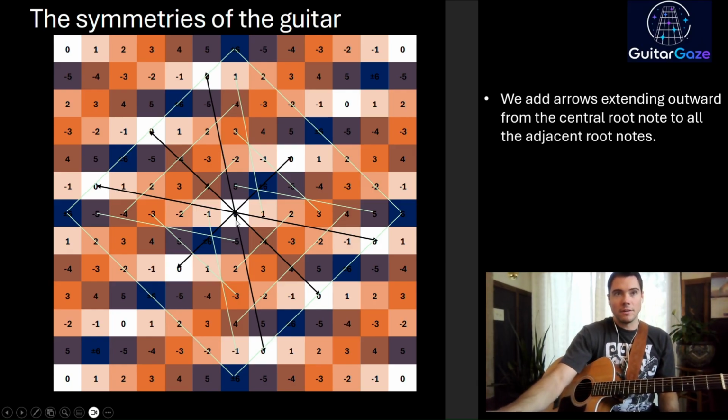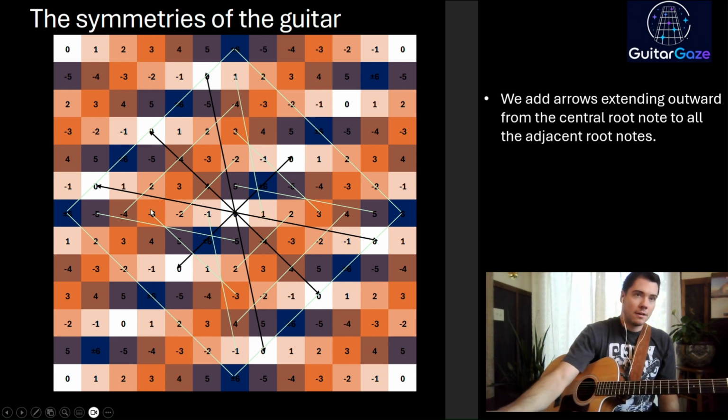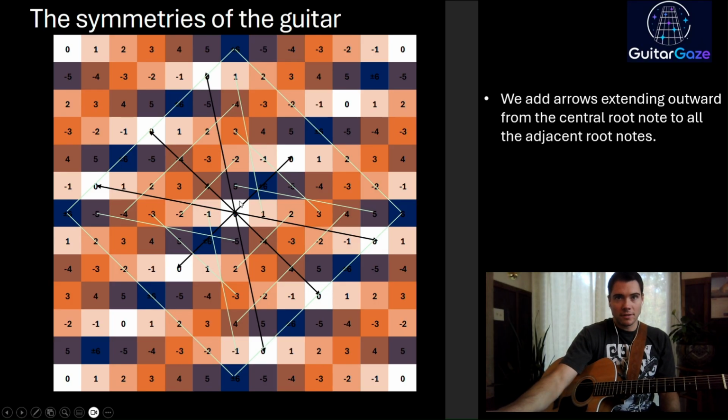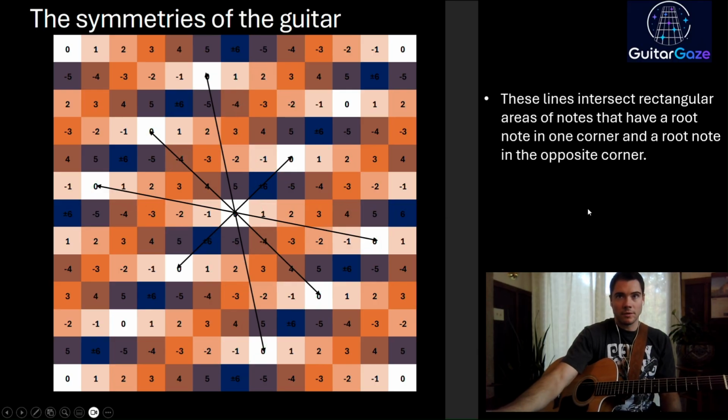This other one is up 2 strings and up 2 frets. Another one would be back 3 frets and up 3 strings. So that's a 4x4 box. This is a 3x3 box. You've got 2x6, 6x2. These are all the adjacent root notes relative to that central root note. So why is this important?